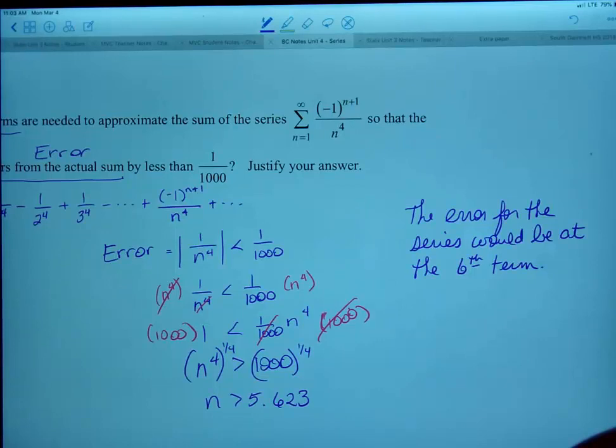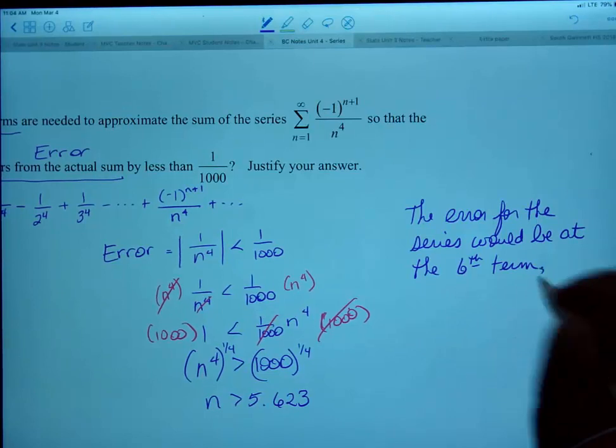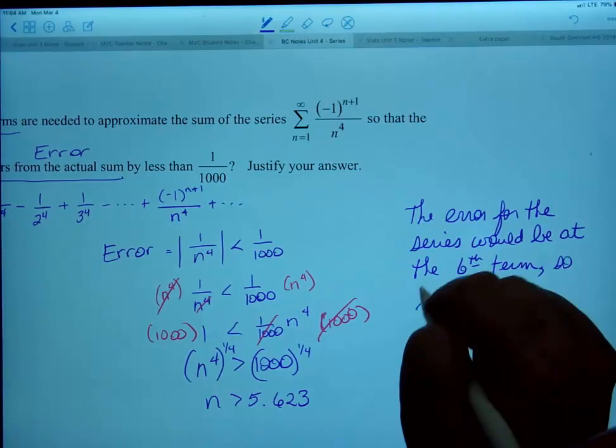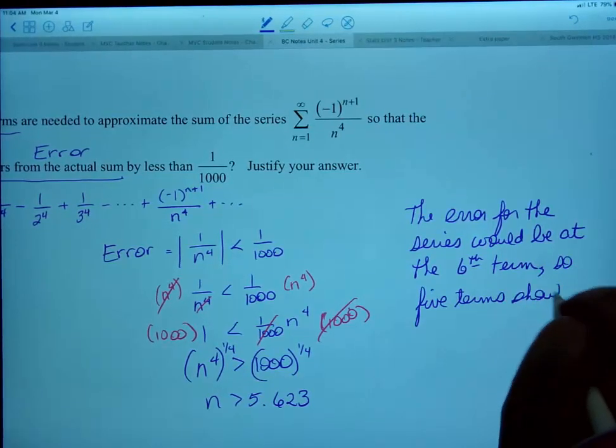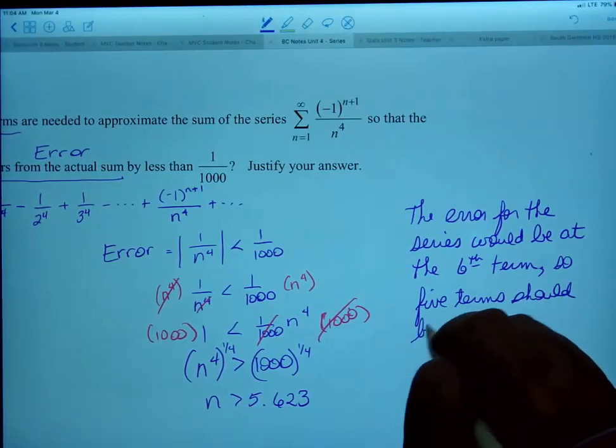Does that make sense to everybody? Is that what the question was asking me, where the error is? No, not exactly. What did it say at the beginning? How many terms do you need to add up? So if the 6th term is the error, how many terms should I add up? 5. Very good. So 5 terms should be used to approximate the series.